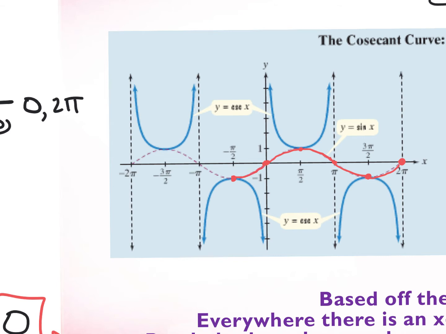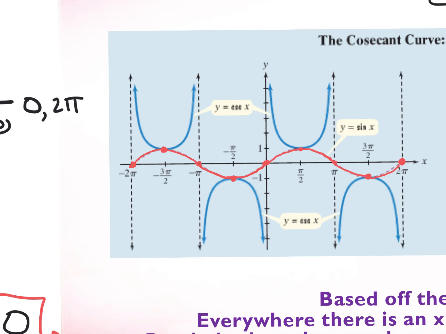We complete the same cycle or the same pattern going over here towards the negative side. At negative pi over 2, it's -1. At negative pi, it's back to 0. At -3 pi over 2, it's at 1 again. And then at -2 pi, back to the x-axis at 0.